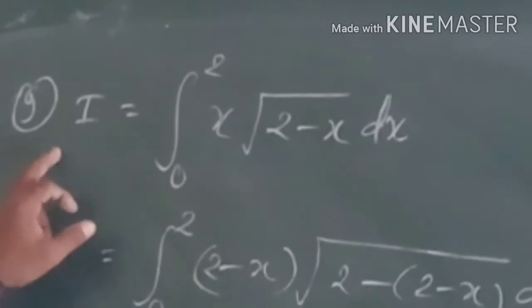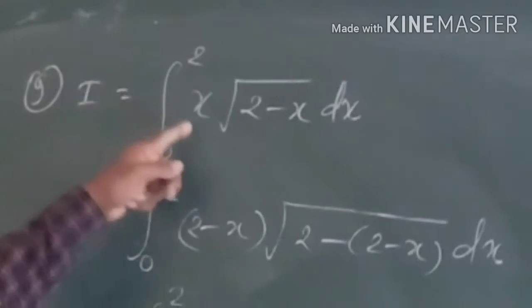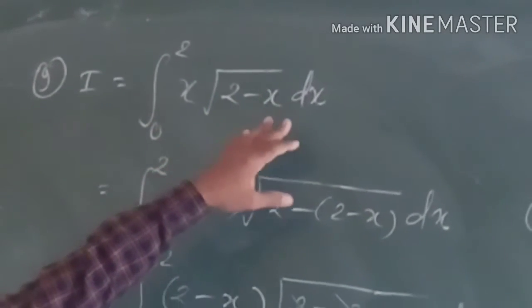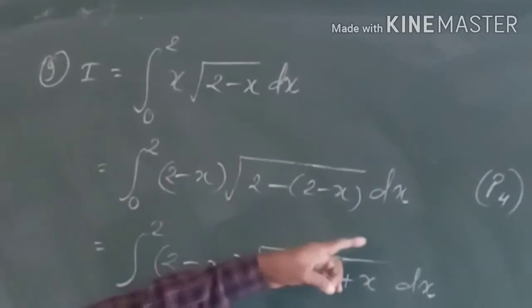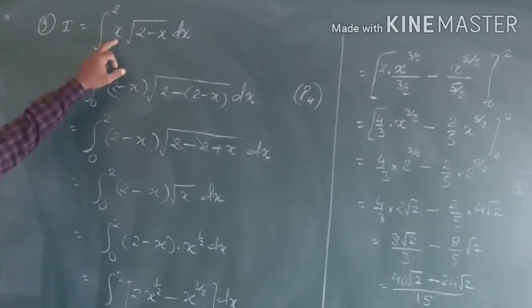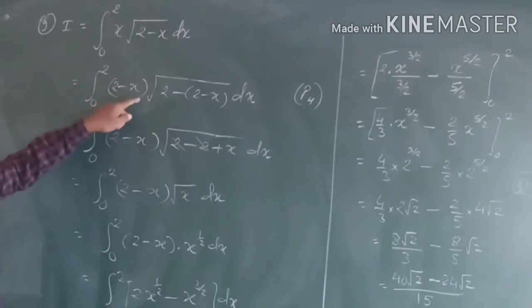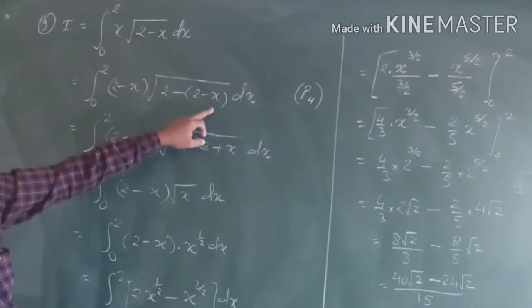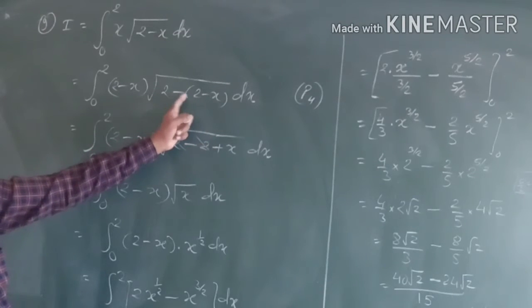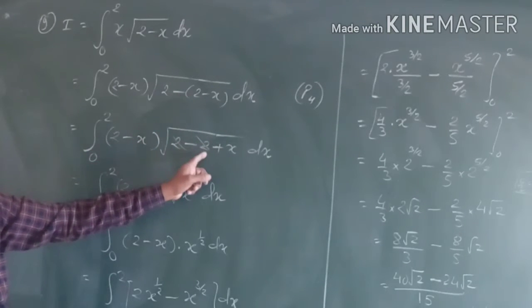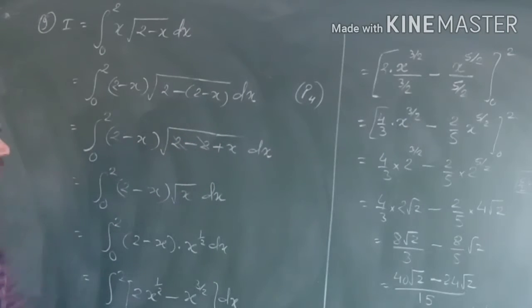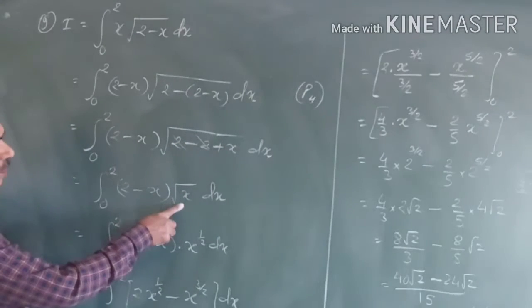Question number 9 is the integral from 0 to 2 of x times the square root of 2 minus x, dx. Once again, in this question, use property number 4. In place of x, write 2 minus x. Here also 2 minus x. When we open the bracket, the 2 and 2 will cancel out, and minus minus is plus x. So only the square root of x remaining here.